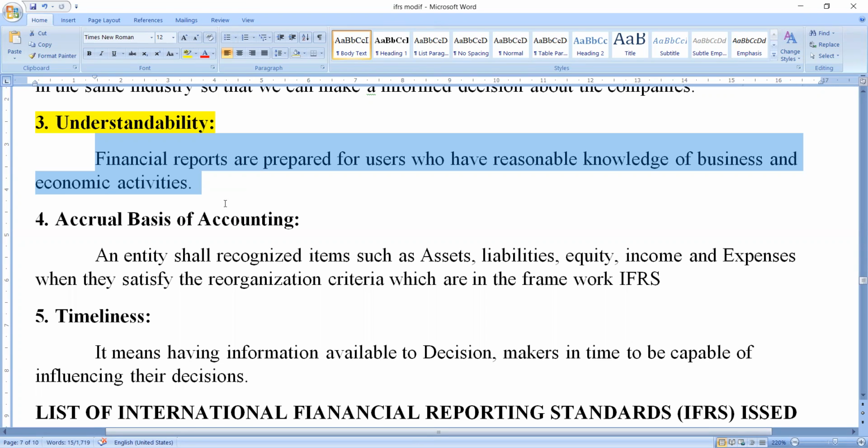Each and every user of the organization must have a minimum, reasonable knowledge to understand the business and the economic activities of the organization. So this is also another feature of the IFRS.